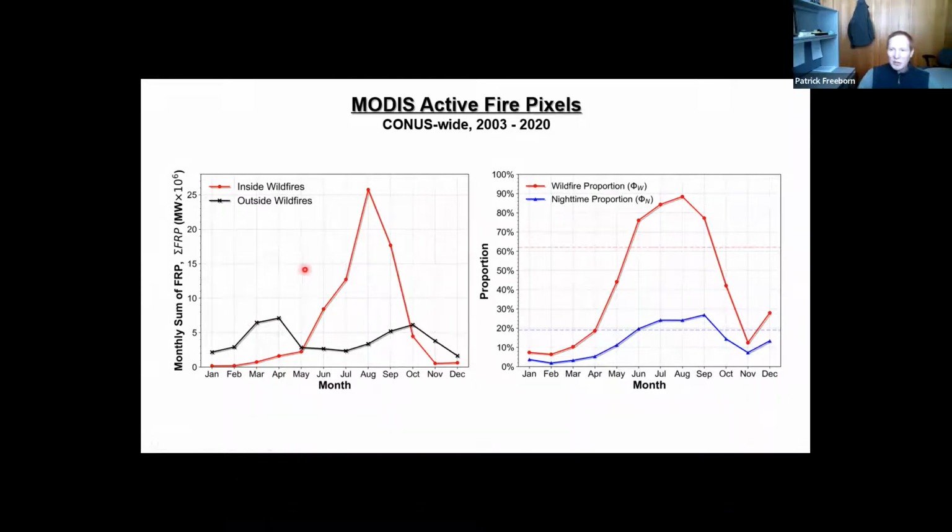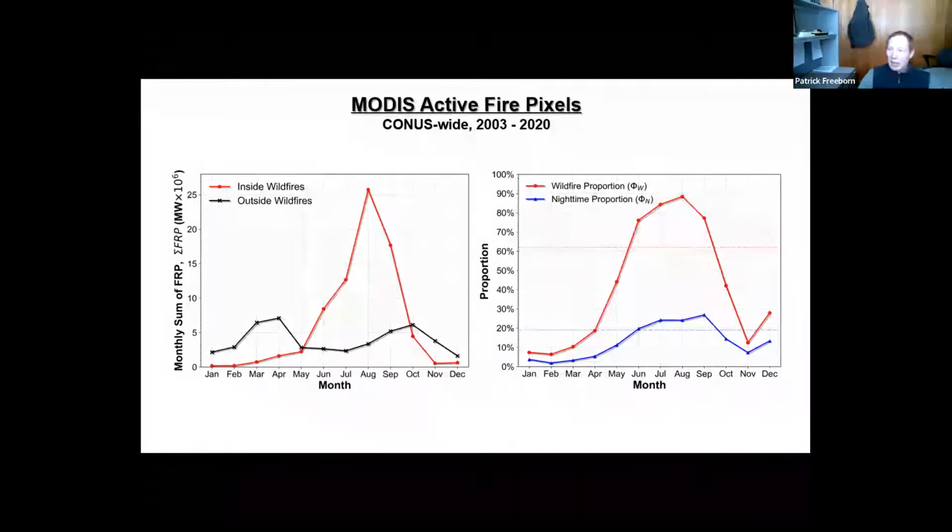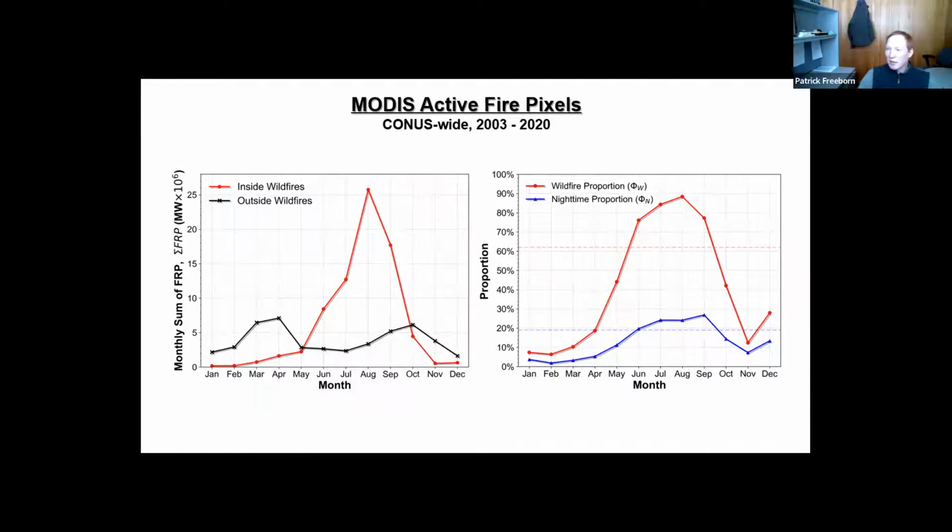And so if we take these two seasonal profiles, we can calculate the wildfire proportion on a monthly basis, shown on the right. So what we see here in January, February, and March is that prescribed fires and agricultural fires are dominating the MODIS signal. As we move into June, July, August, and September, the summer months, MODIS begins to detect increasingly more wildfires, so that the peak wildfire proportion hits 90% in August and then decreases thereafter.